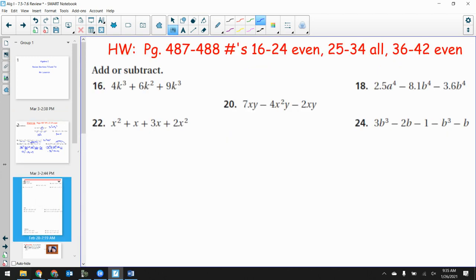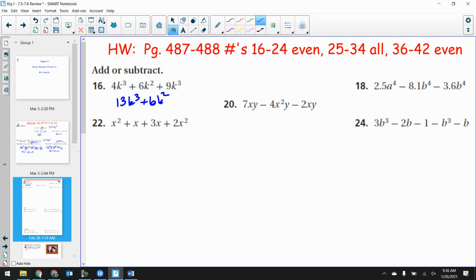Okay, let's go over the homework then. Number 16, Chance. What'd you get for number 16? First one up there. Okay, 3 plus 6 is 4 plus 9 is 13. Take it to 13. Does that make sense? Yeah, wait. Added wrong. Yep.